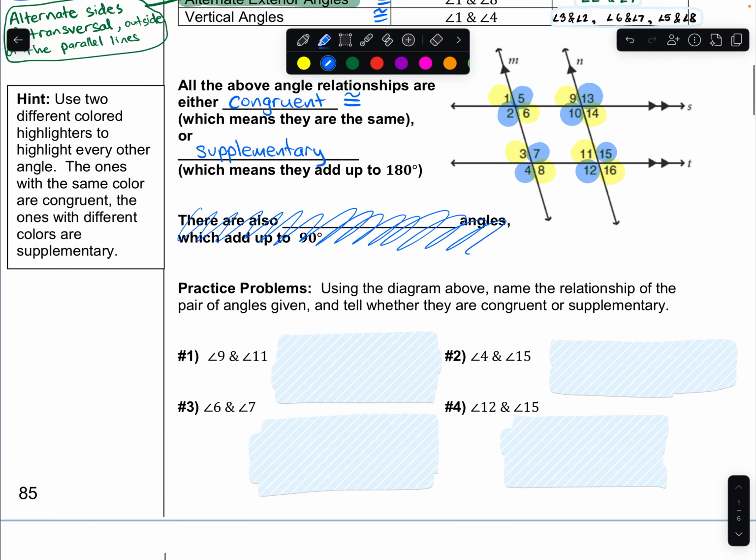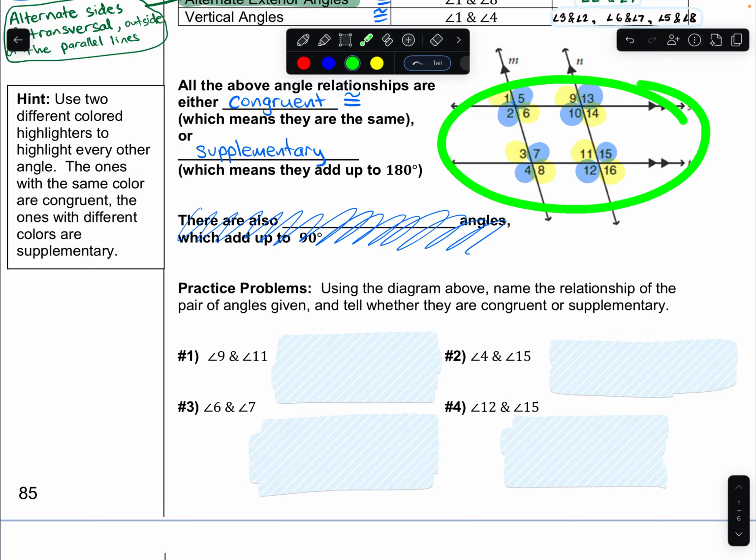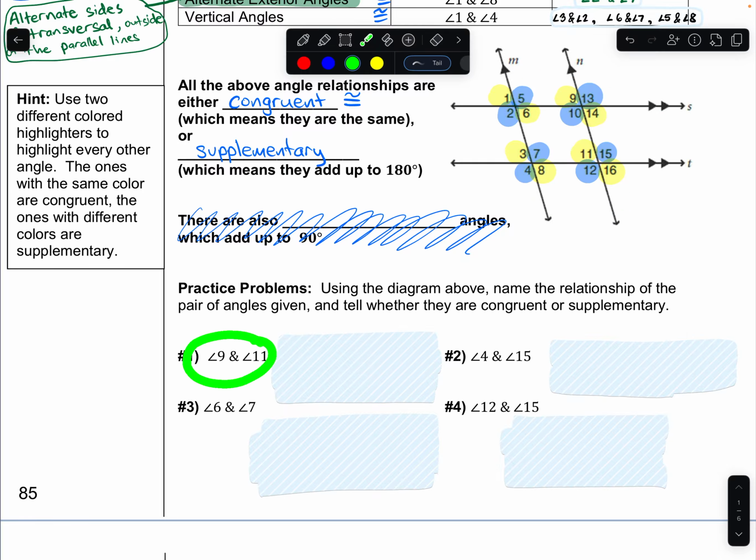So I'd like you to try these on your own. For these practice problems, you can look at the picture above here. Are angles 9 and 11, name the relationship and then tell me if they're congruent or supplementary. Pause the video, try 1 through 4, and then come back and check your work. All right, angles 9 and 11 are both in the upper left-hand corner of their respective intersections. They're corresponding angles, and they're congruent.